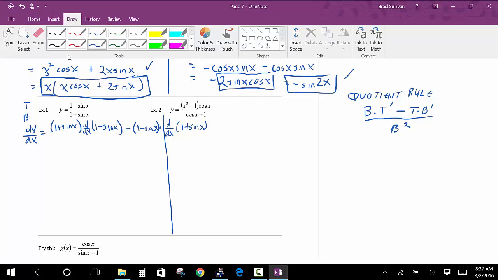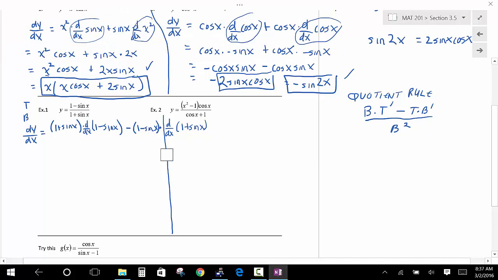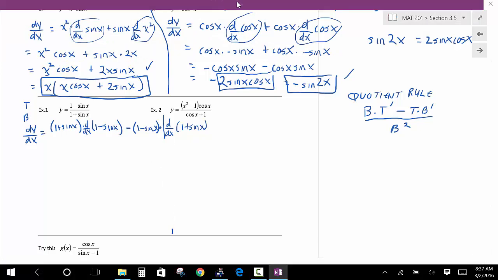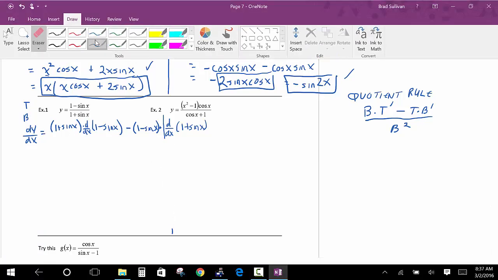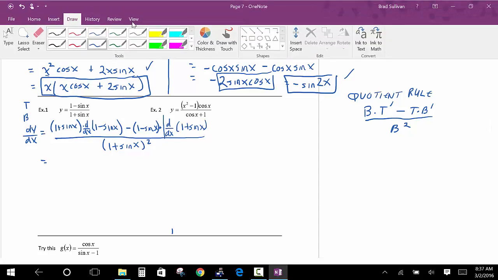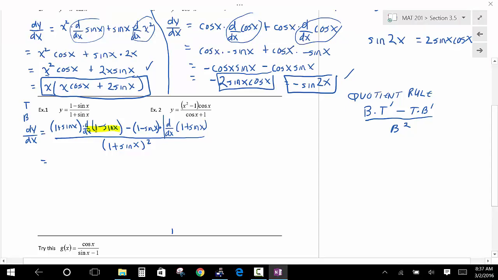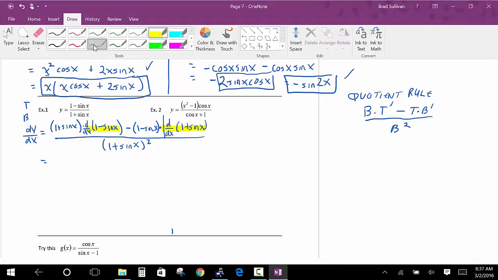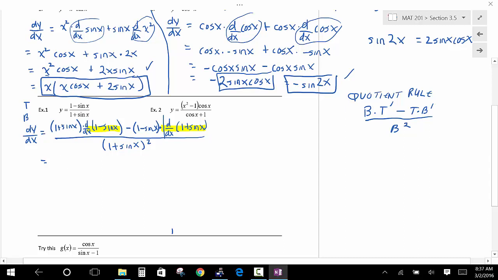Let me take off this big line there. So that's going to be all over the bottom squared. You're going to find that the quotient rule a lot of times can get a little messy with algebra. So we've got everything set up in the quotient rule. Now we've got to do 2 derivatives, then we've got to clean it up. So we've got to do those 2 derivatives, and we'll see if there's any algebra we can do on the problem. So bring down the 1 plus sine x.